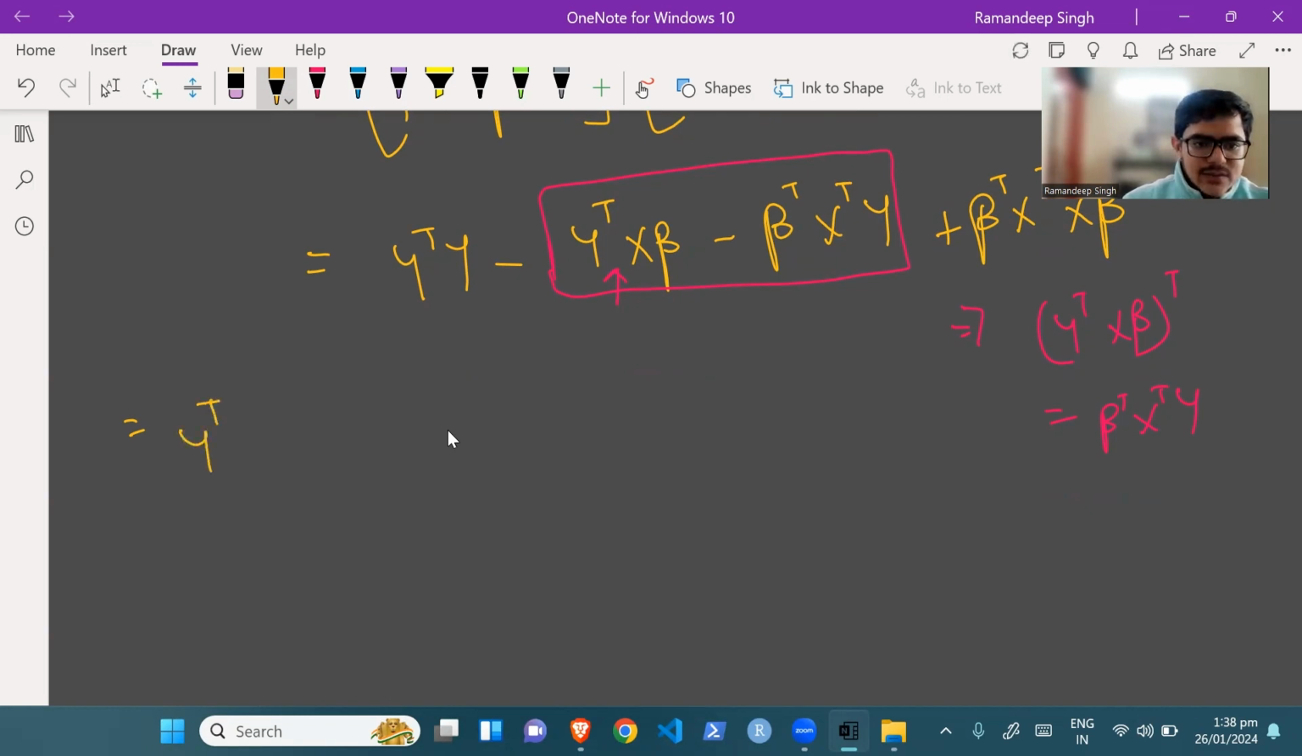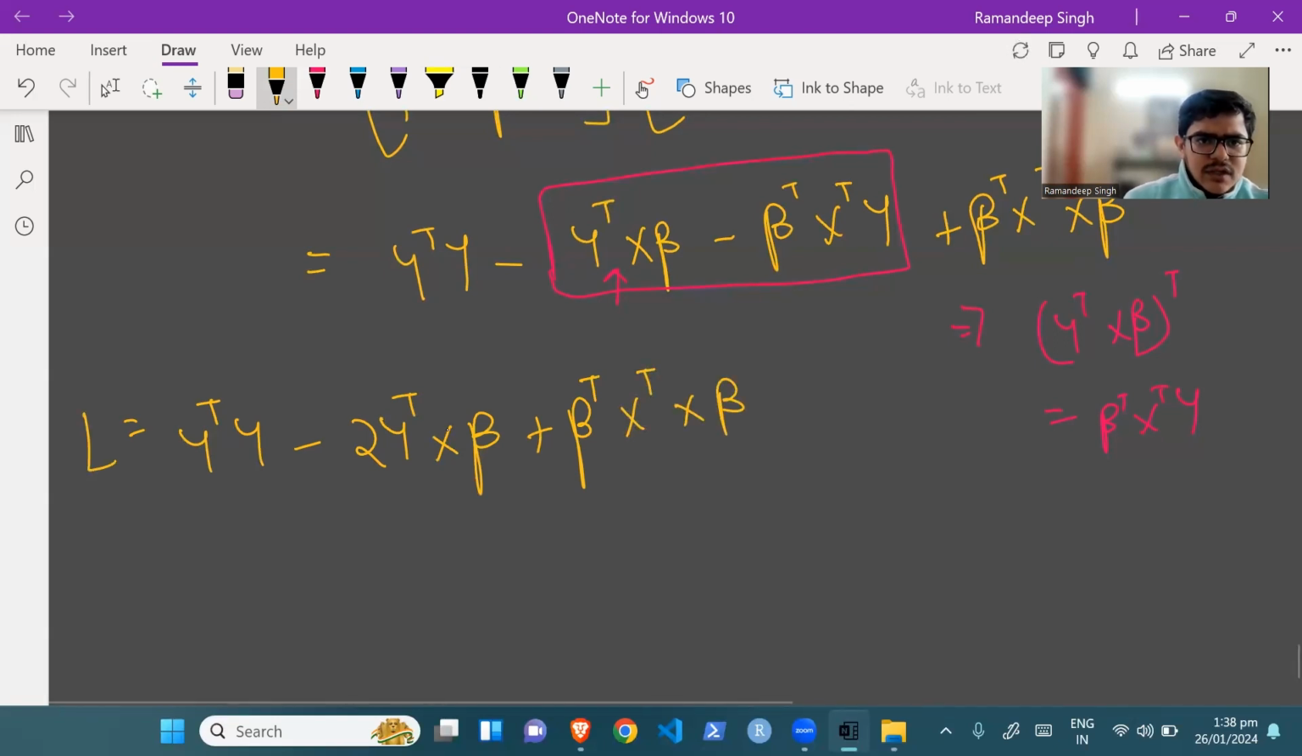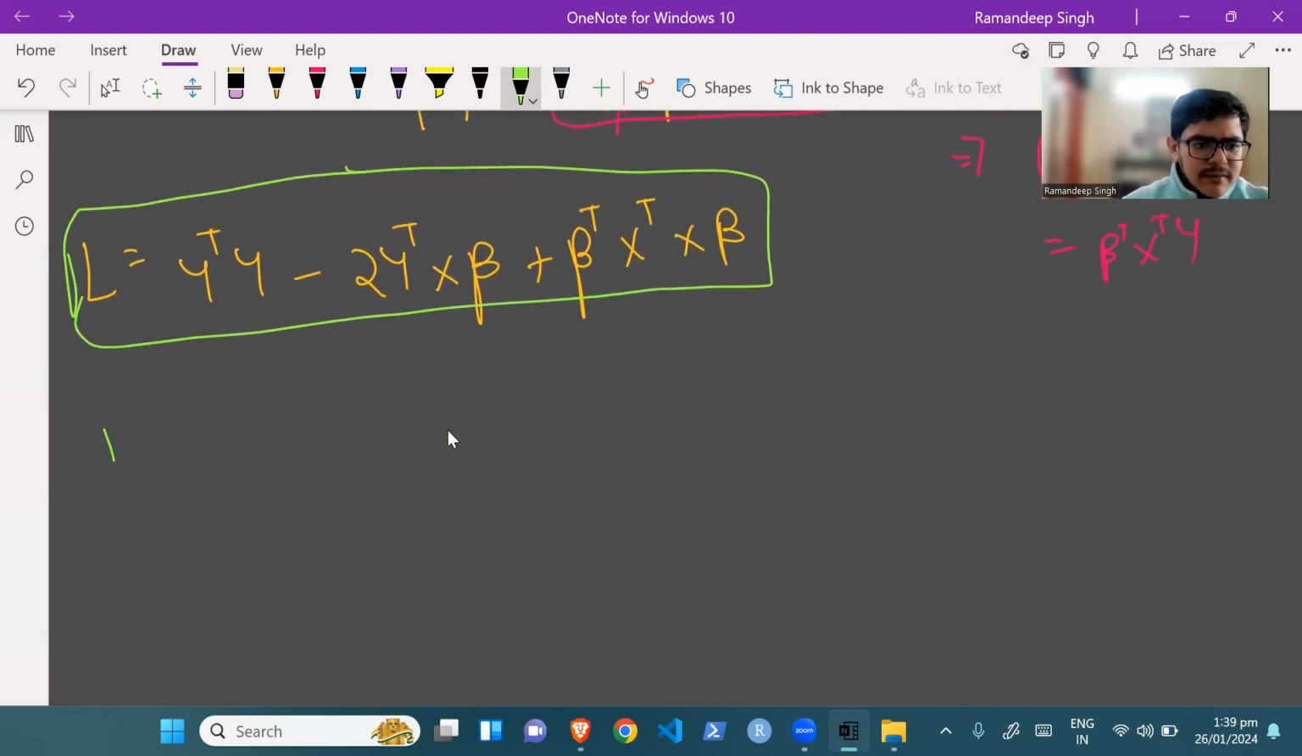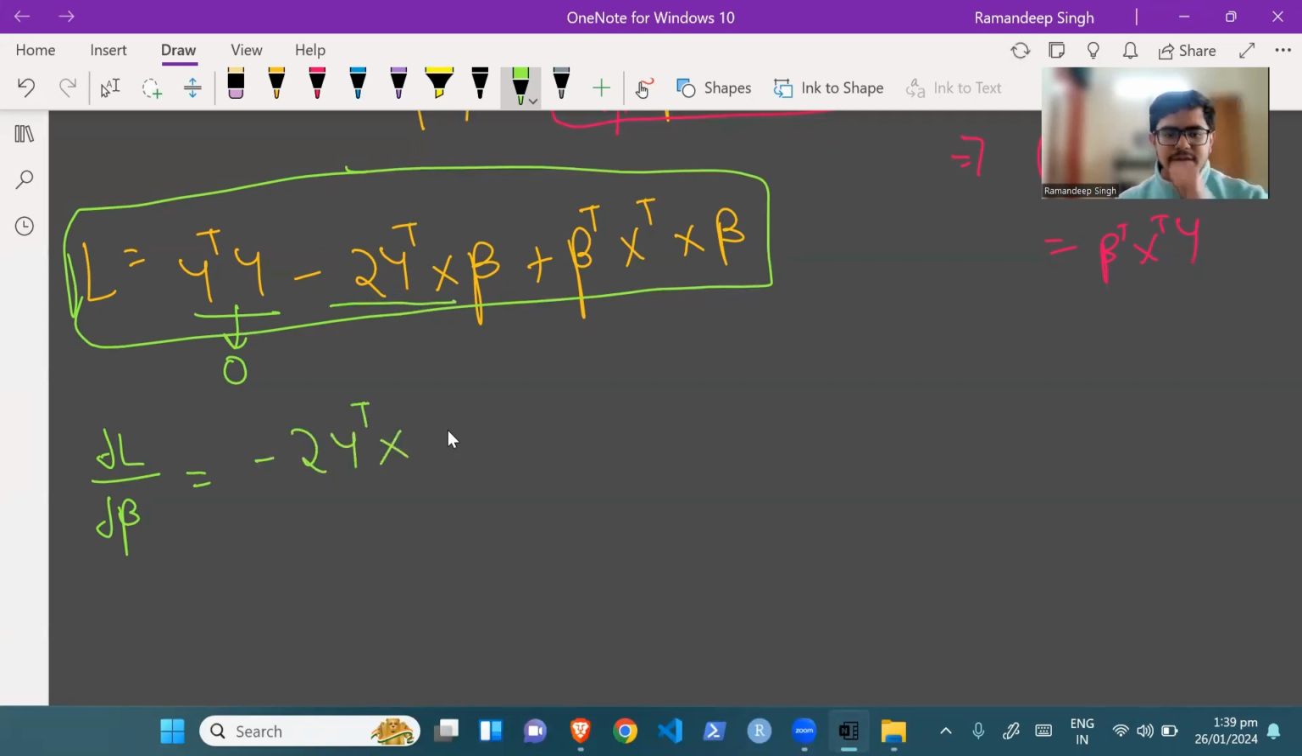Okay, so I can write it as Y transpose Y minus 2 Y transpose X beta plus beta transpose X transpose X beta, and this is my loss function. And now I need to differentiate it with respect to beta and put it equal to 0, right? Okay, so let's go ahead. My dL by d beta will be equal to, so this term will become 0 because this is a constant. I have my output matrix in hand and this is a constant. Okay, so now for this term it will be minus 2 Y transpose X, right?